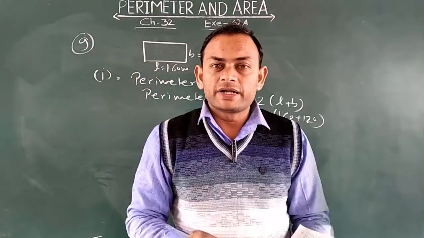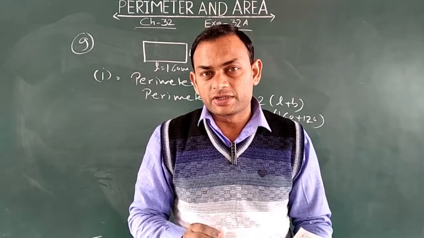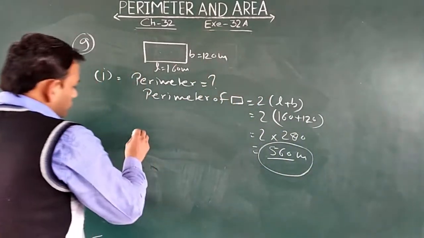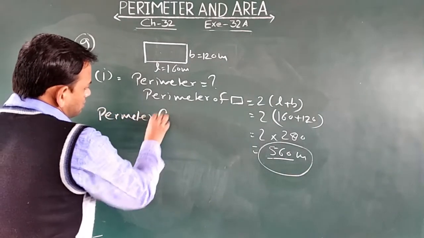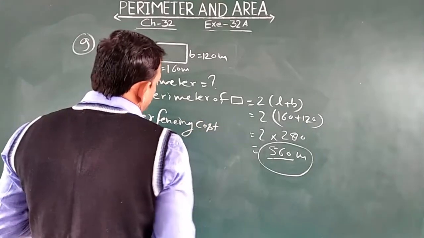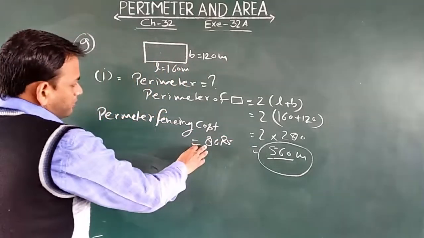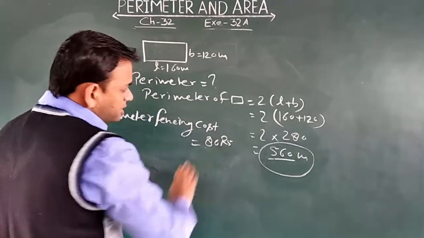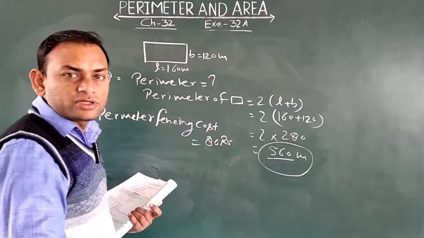Got it? After that, the third part of this question is saying what will be the total cost of fencing if the per meter fencing cost is 80 rupees. Okay, per meter fencing cost is given, that is 80 rupees. Per meter fencing cost means the cost of 1 meter of fencing is 80 rupees. So what will be the cost of 560 meter? So what you will do, you will just multiply.